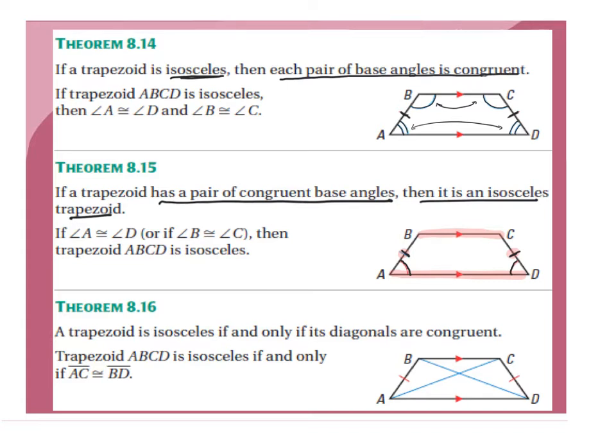A trapezoid is isosceles if and only if its diagonals are congruent. So that works both ways. If I tell you this is an isosceles trapezoid, then I know that the diagonals, the entire diagonals, are congruent. What did I not say about the diagonals in this case that we've been saying about all of the parallelograms? All the parallelograms have something special about the diagonals that I didn't say here.